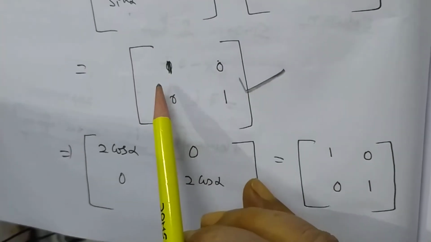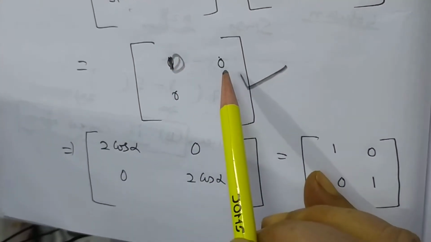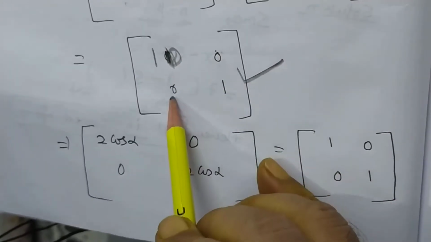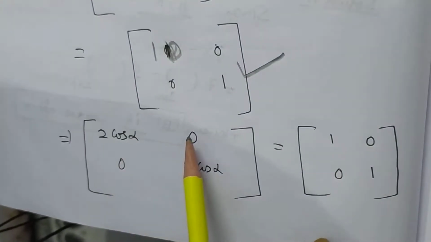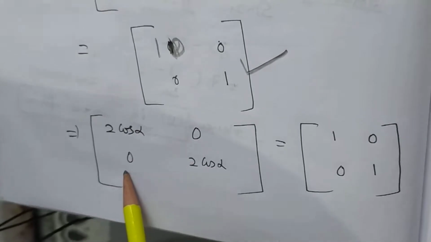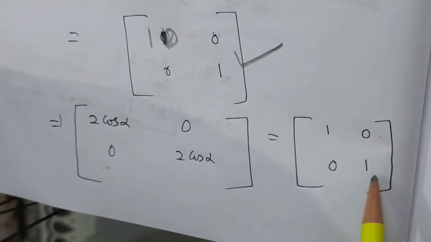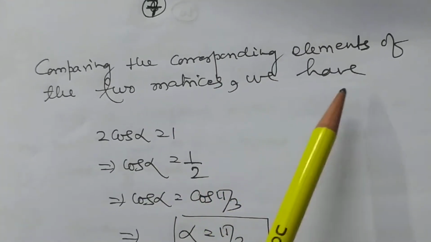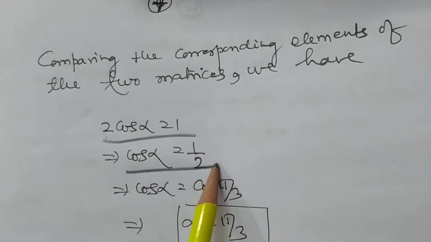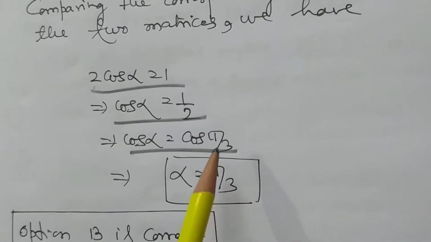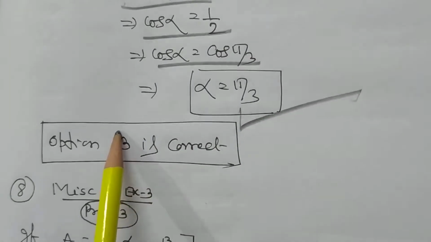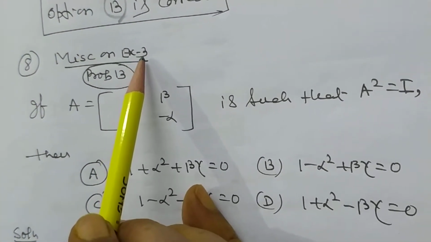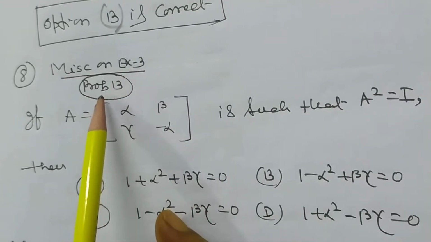It is given. So it is [1 0; 0 1]. So [2 cos alpha, 0; 0, 2 cos alpha] is equal to [1 0; 0 1]. So comparing the corresponding elements of the two matrices, we have 2 cos alpha is equal to 1, cos alpha is equal to half, cos alpha is equal to cos pi by 3. So alpha is equal to pi by 3. Option B is correct.